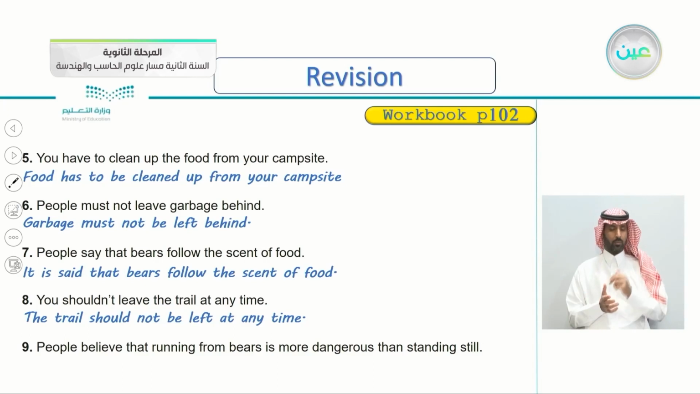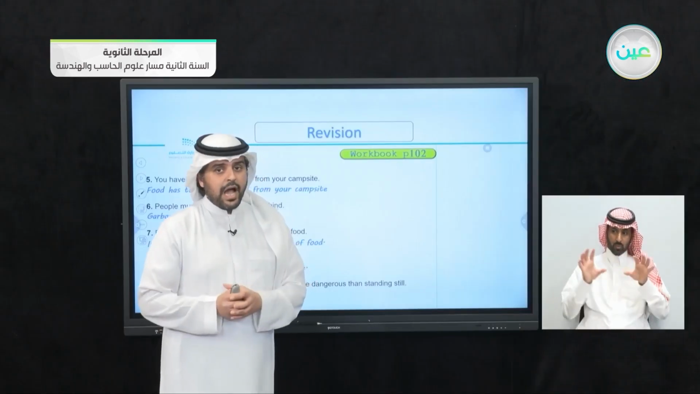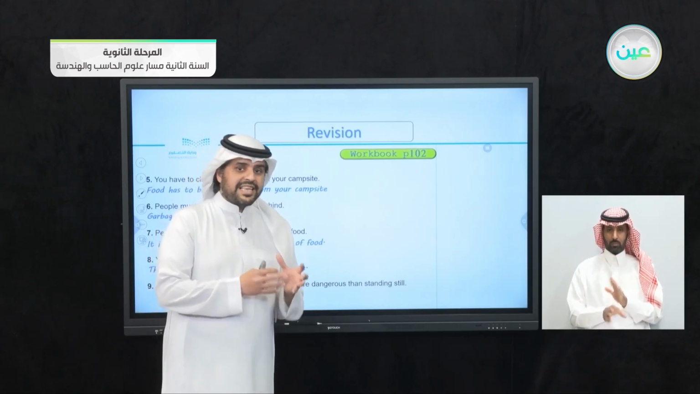Number 9, people believe that running from bears is more dangerous than standing still. Again, people believe, this is also a reporting verb, believe. People believe that running from bears is more dangerous than standing still. So we have the reporting verb believe. How do we write it? Do we say it is said?